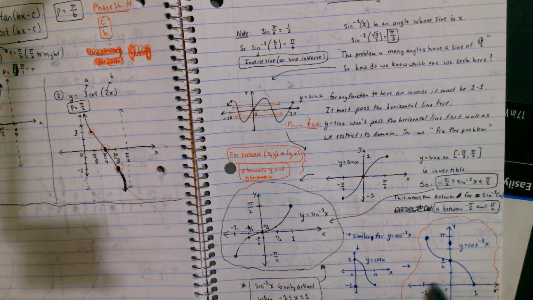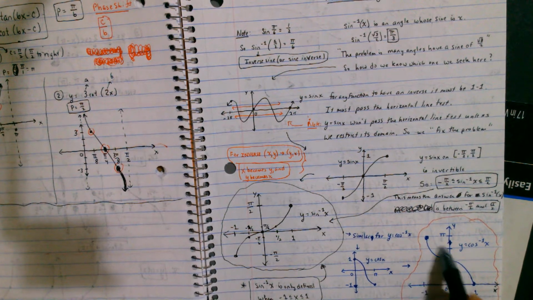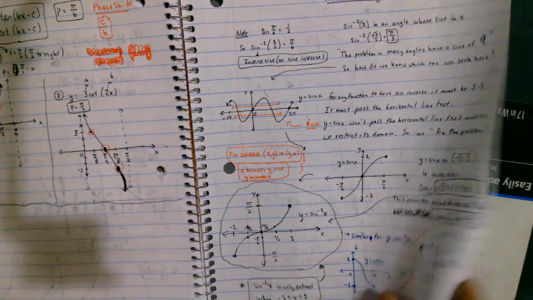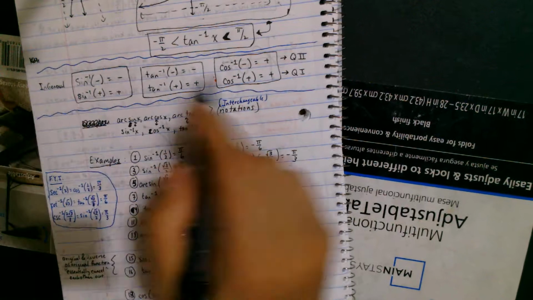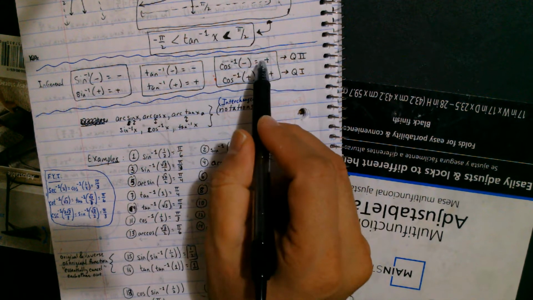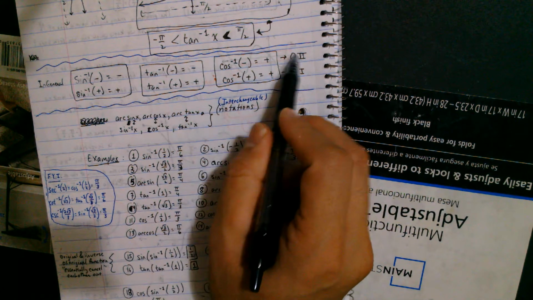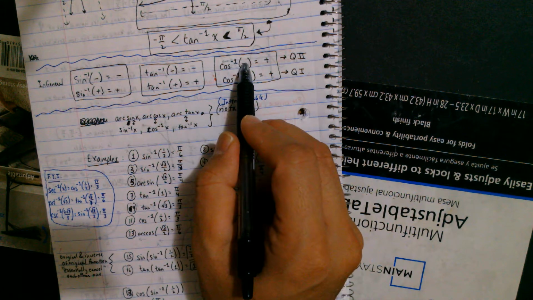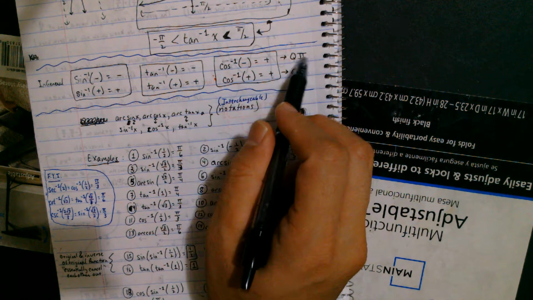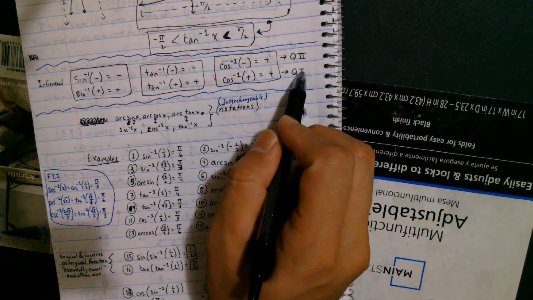Cosine inverse of a negative is a positive answer. Cosine inverse of a positive is also positive. So when you take cosine inverse of something, you're always going to get a positive answer. It's a positive in quadrant 2. If it's cosine inverse of a negative, you're in the second quadrant, the angle between 90 and 180. If it's cosine inverse of a positive, you're between 0 and 90.